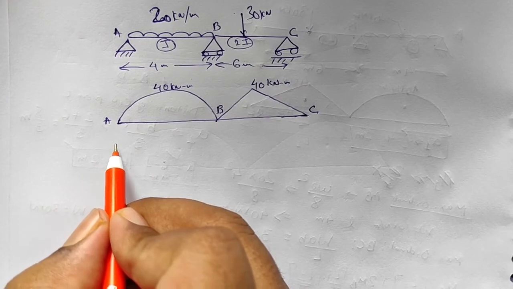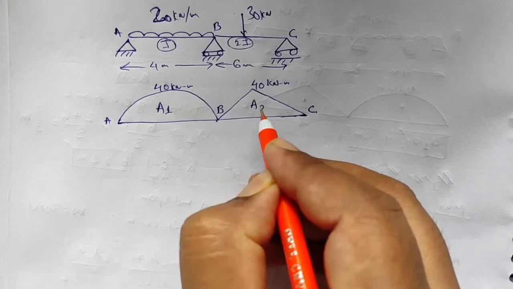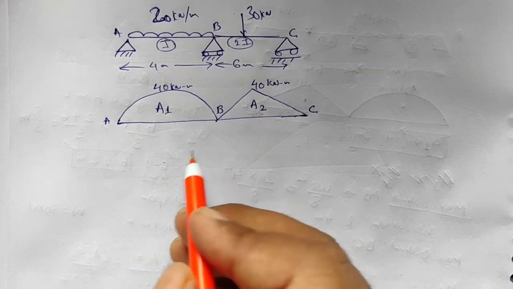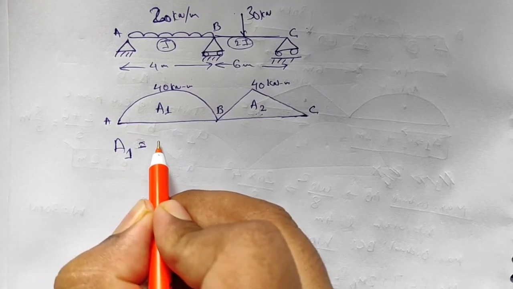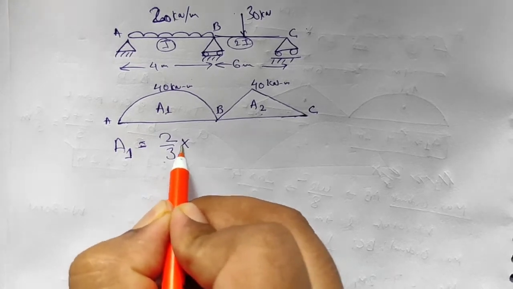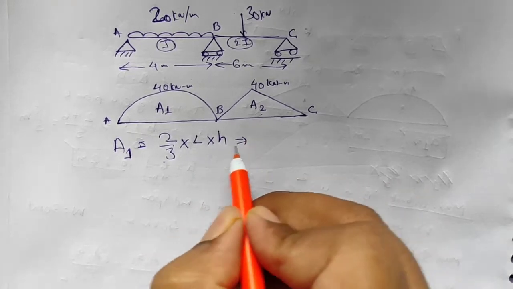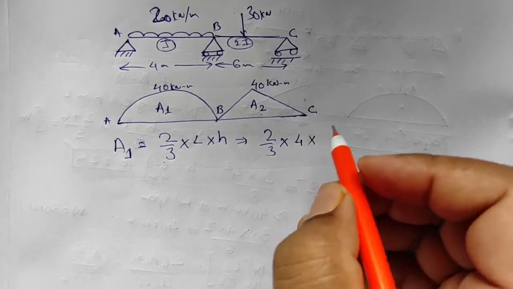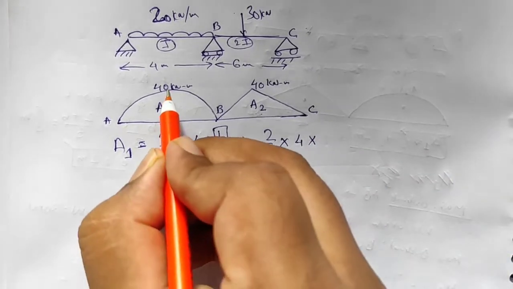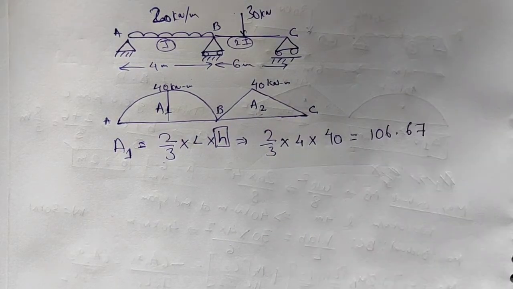And now I will find the area for the beam AB, A1, and for the beam BC, A2, that is for this triangle. I will find the area A1, as I know the area of the parabola is given by the formula 2 by 3 into L into H, that is 2 by 3 into L. L is 4 meter for the first beam, and the height is the maximum ordinate, which is 40. So here I will get 106.67.